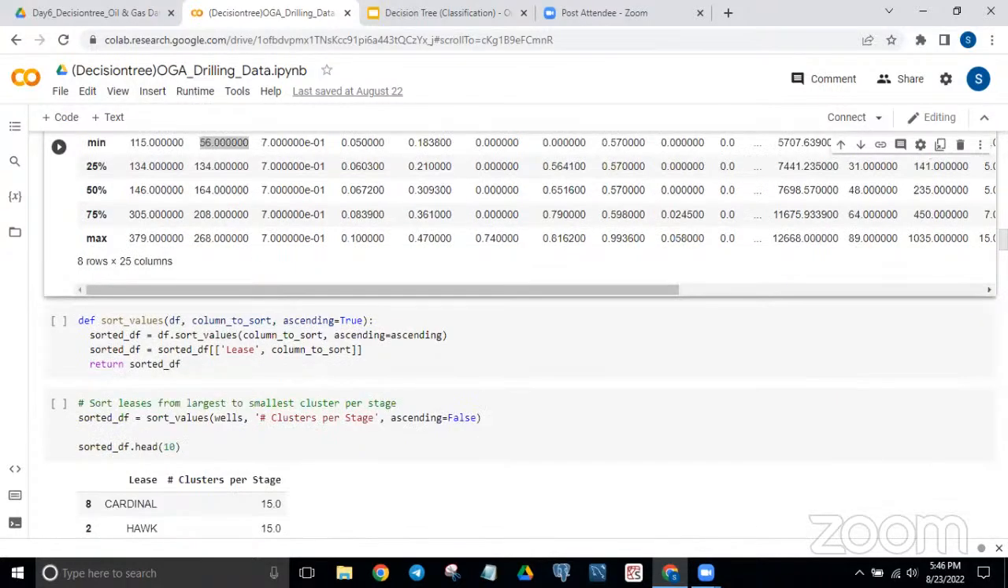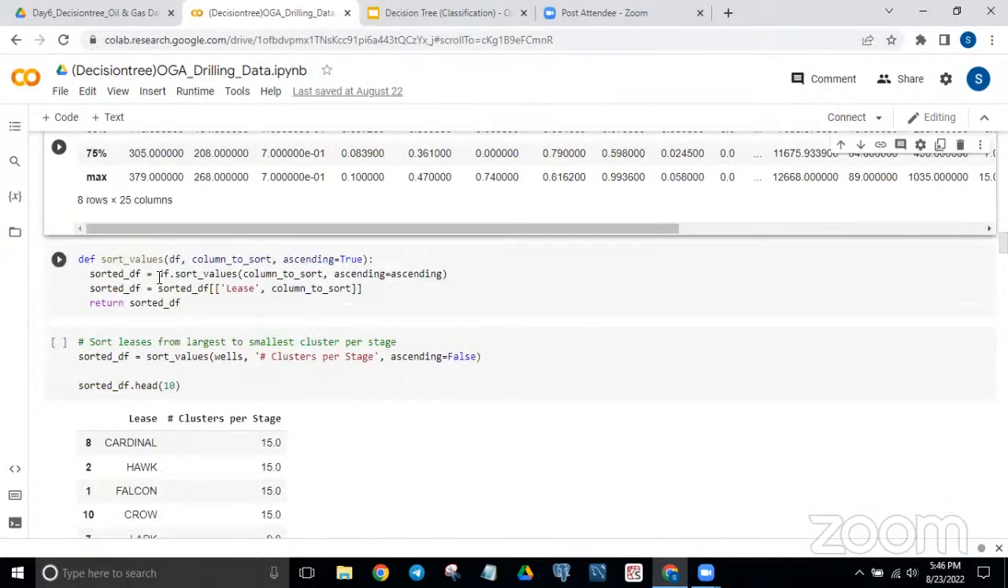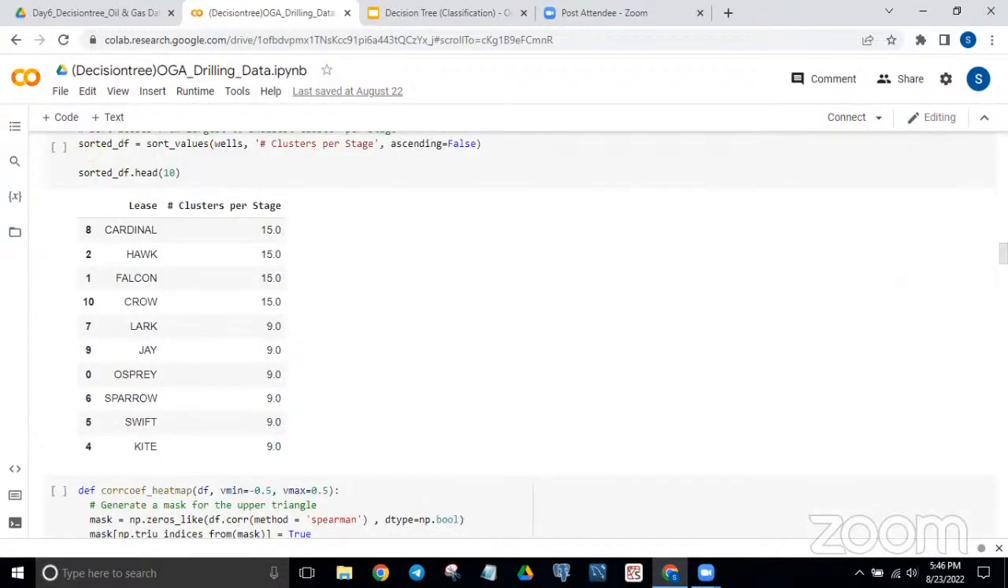So here we have the data. Here I am trying to sort these values. Based on these values, I am just trying to look into them, so I'm just taking the top 10 values. So these are the least data I have, and these are the clusters I have. So I'm sorting these values based on my number of clusters.